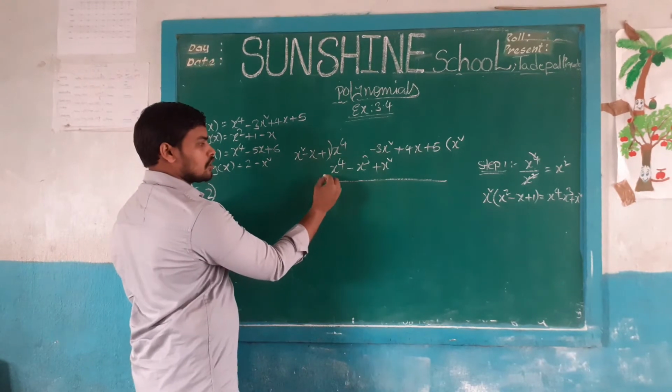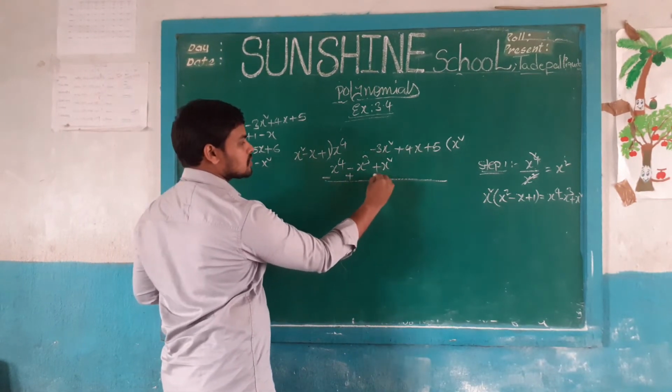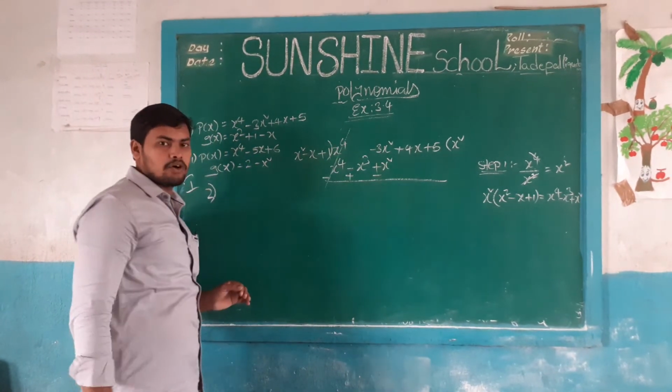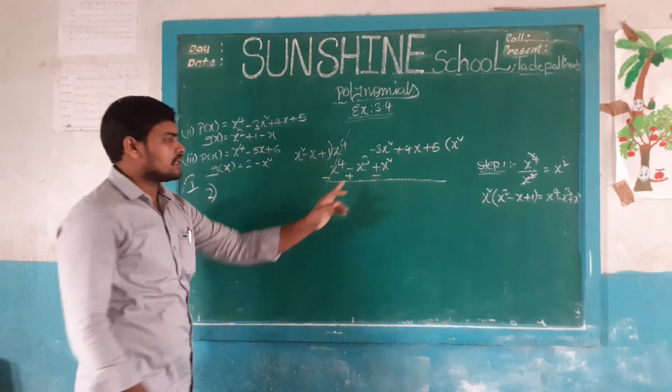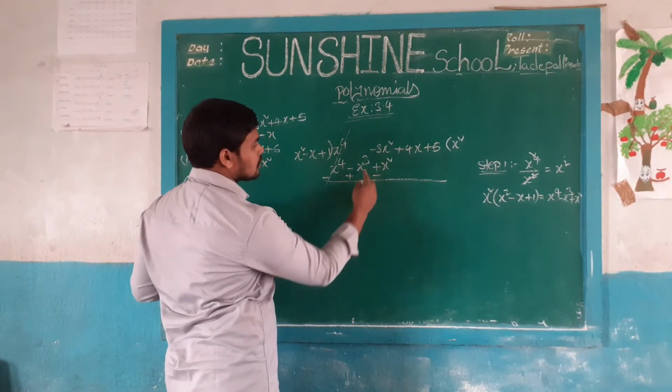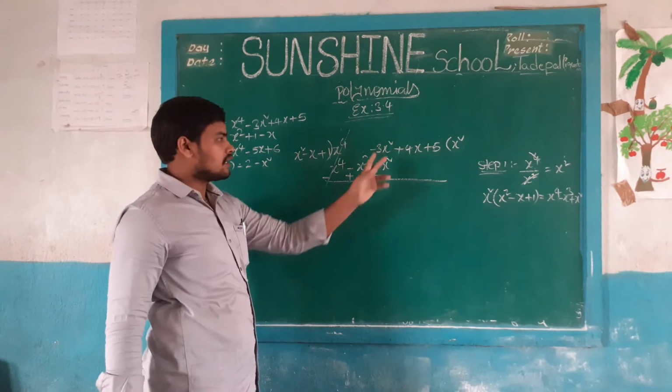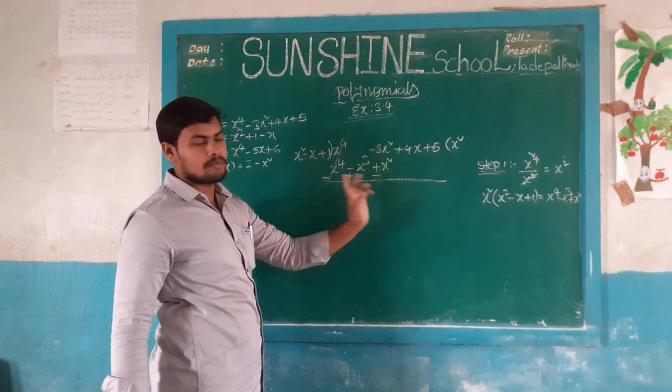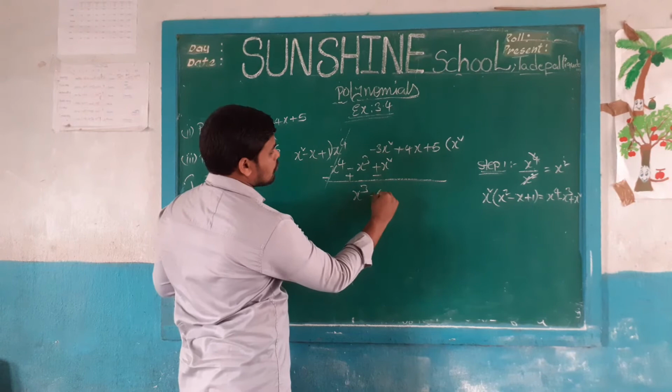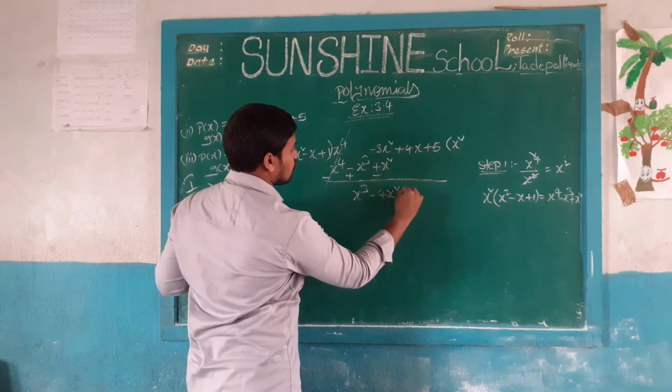Plus turns to minus, minus turns to plus, plus turns to minus. x power 4 minus x power 4 cancel. Next plus x cube. Next minus minus plus 3x square minus 3x square plus x square, 4x square. So minus 4x square.